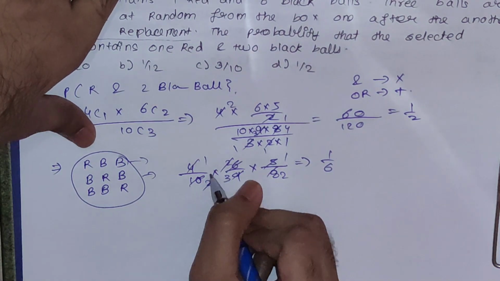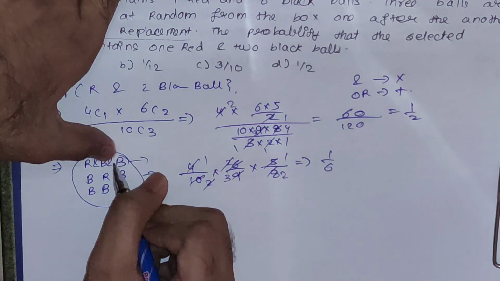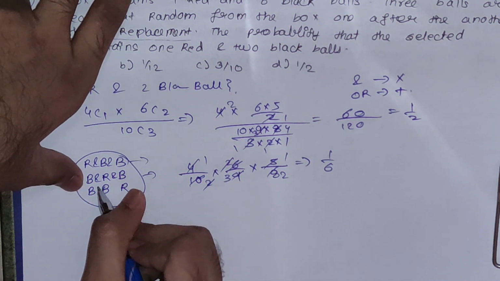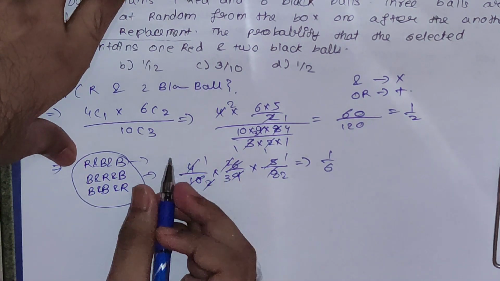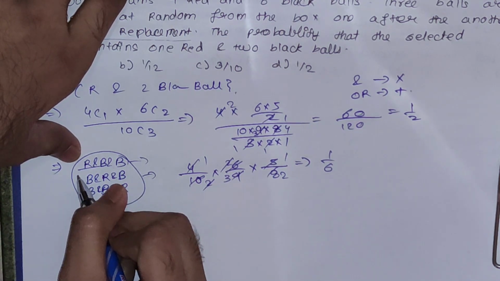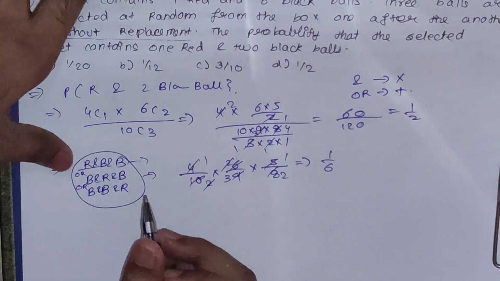Note this thing, here we have multiplied because we are having 'and': red and black and black. Here also we have black and red and black, and black, black and red. These are the three cases, so we will have this case or this case or this case. So for 'or' we are going to add.